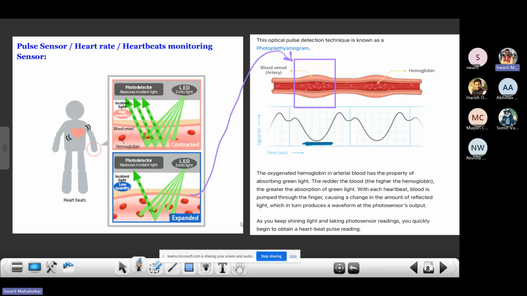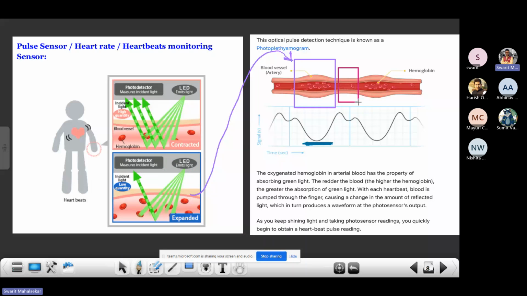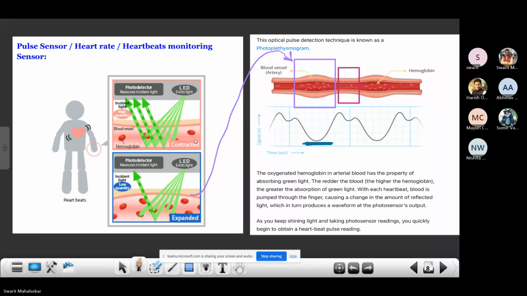Now, if you look at this particular part, the hemoglobin molecules available are very few. Over here it is shown as one only. Let me highlight it over here. In this scenario, the majority of the light is reflected back to the photodetector, and that's why we are getting a high amplitude signal, something like this. So it is following this particular curve.